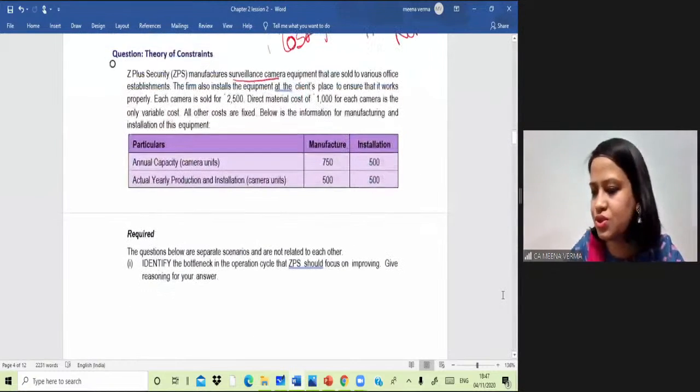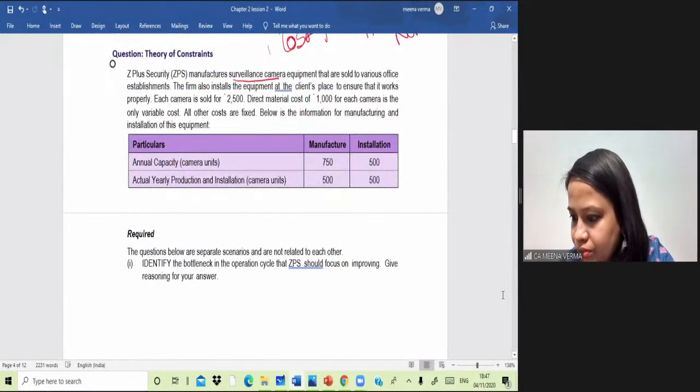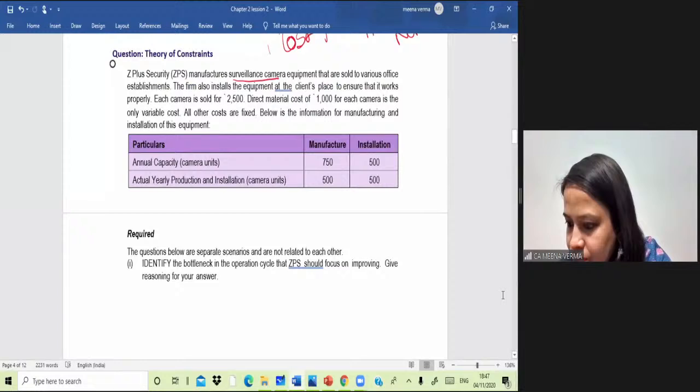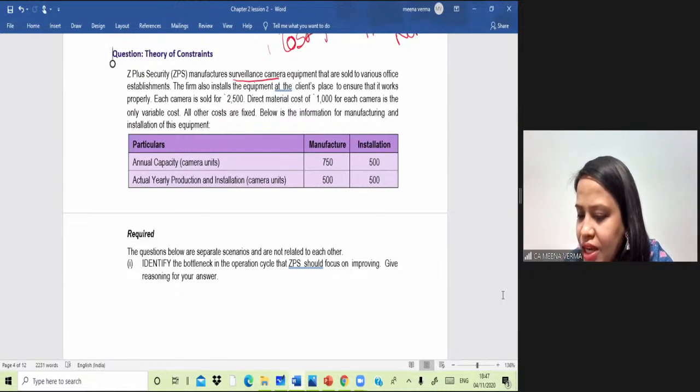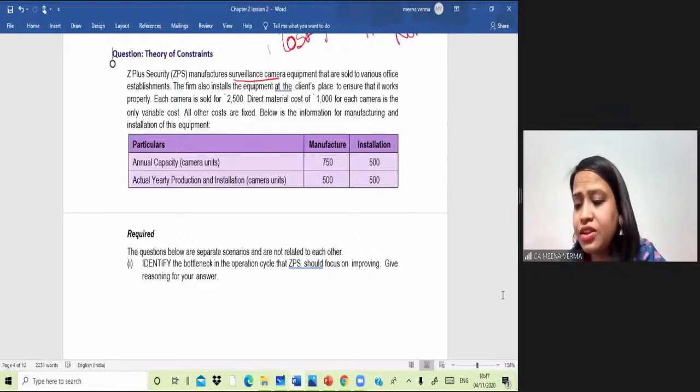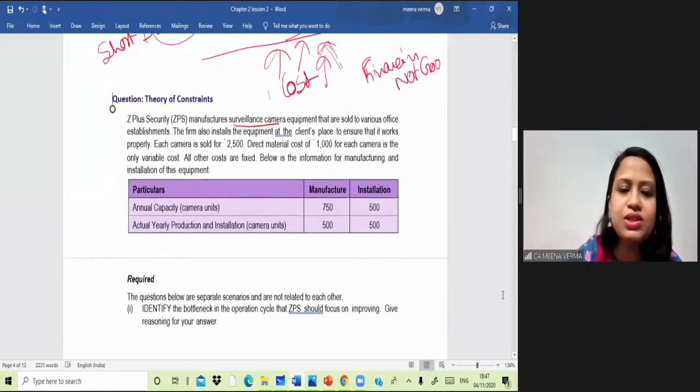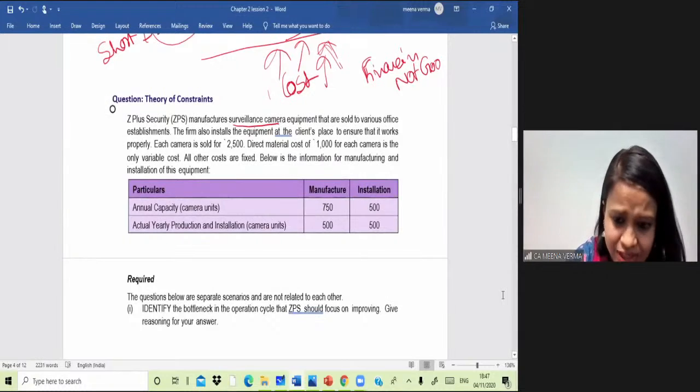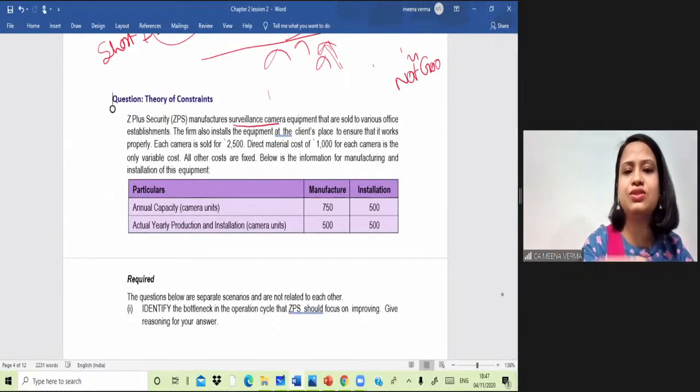Now let us do this question. See, Ambika is asking me, ma'am, whether the material cost will include variable cost. See, I will say variable cost will include the material cost. Okay. Now let us do this question. Let us first understand this question, then let us do this question.